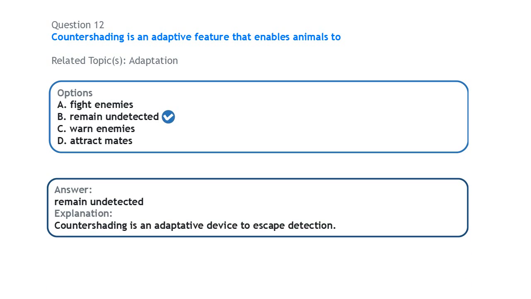So counter shading is used by an animal to escape detection, that is, to avoid being detected by a predator.